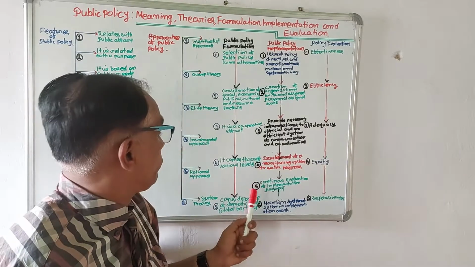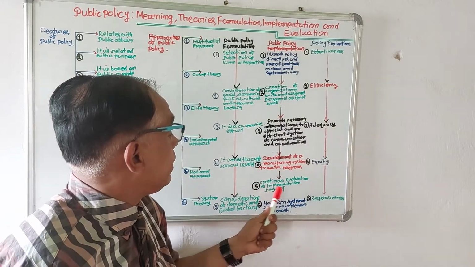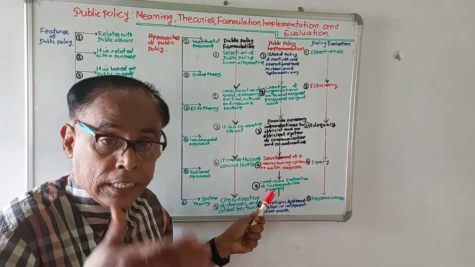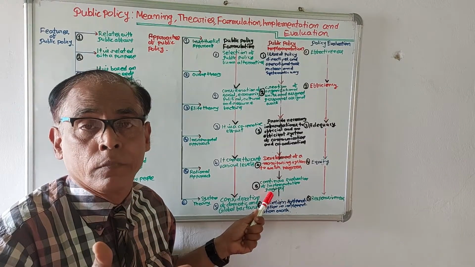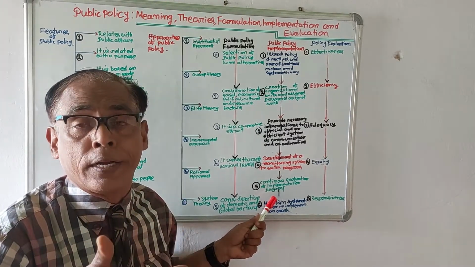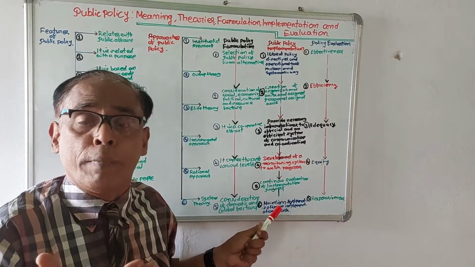Then, finally, continuous evaluation of implementation progress. Continuous evaluation will have to be made. Whenever public policy will have to be implemented, continuous evaluation will have to be made. Periodic discussion will have to be made.